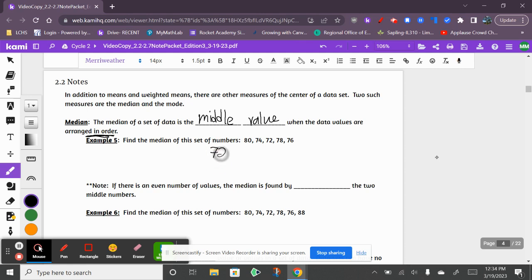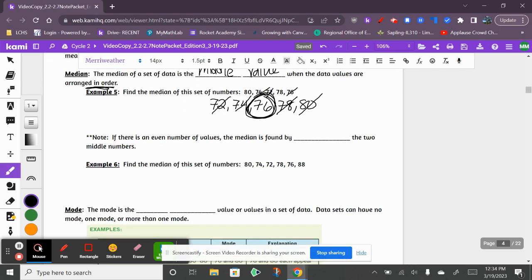So if we put these in order, we have 72, and then 74, and then 76, and then 78, and then 80. Now we want to find the middle by crossing out the ends until we get to the middle. If we cross off the first, we'll also cross off the last. Cross off the new first, cross off the next last. So we end up with 76 in the middle, which would be our median.